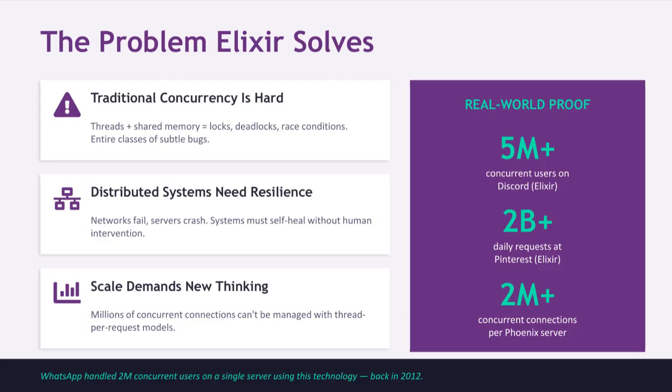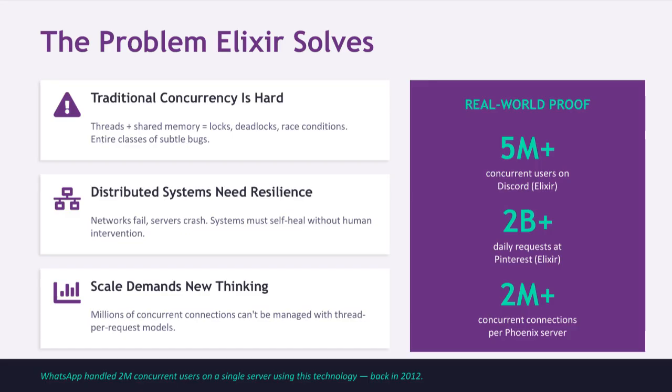So, what problem is Elixir actually solving? Three big ones. First, traditional concurrency is hard. When you use threads with shared memory, which is what most languages do, you introduce locks, deadlocks, and race conditions. These are notoriously difficult bugs. They're often non-deterministic, meaning they show up only sometimes under very specific timing conditions.